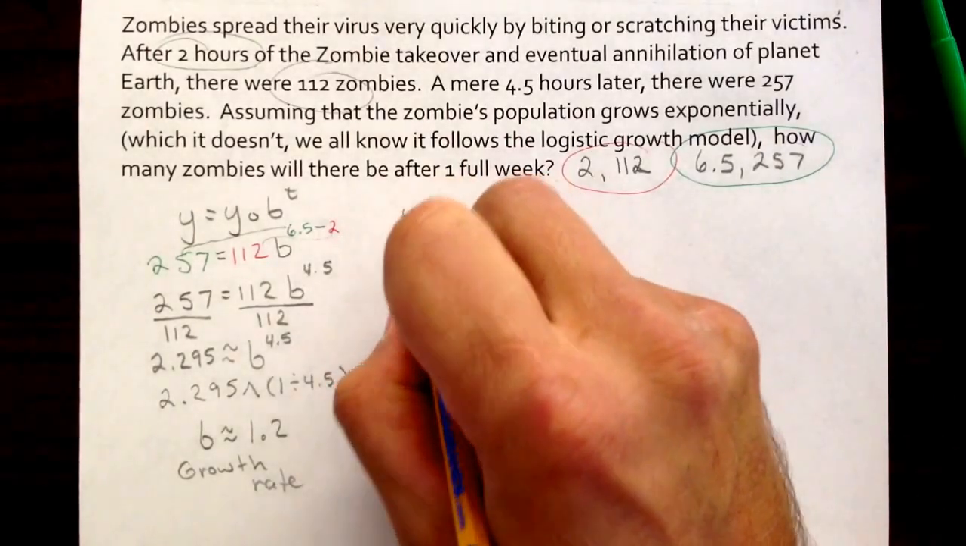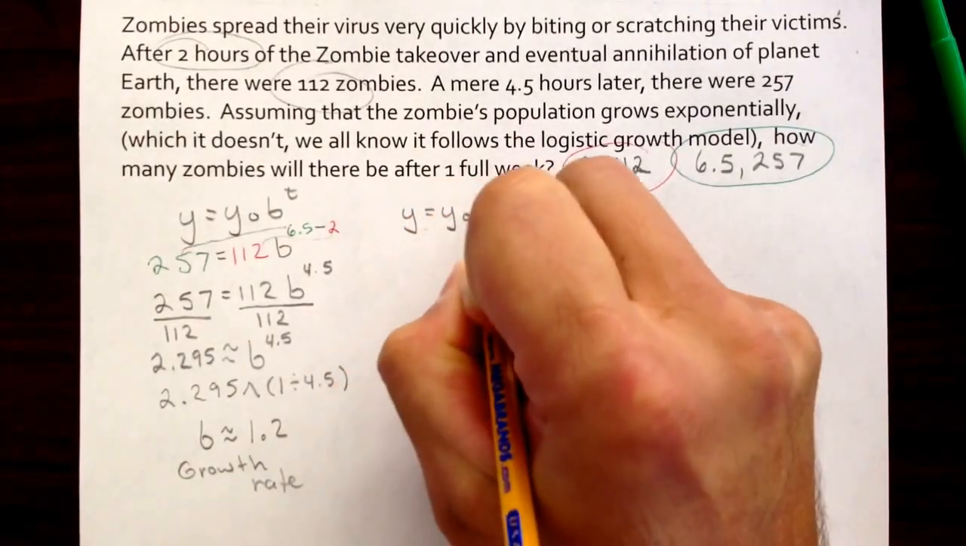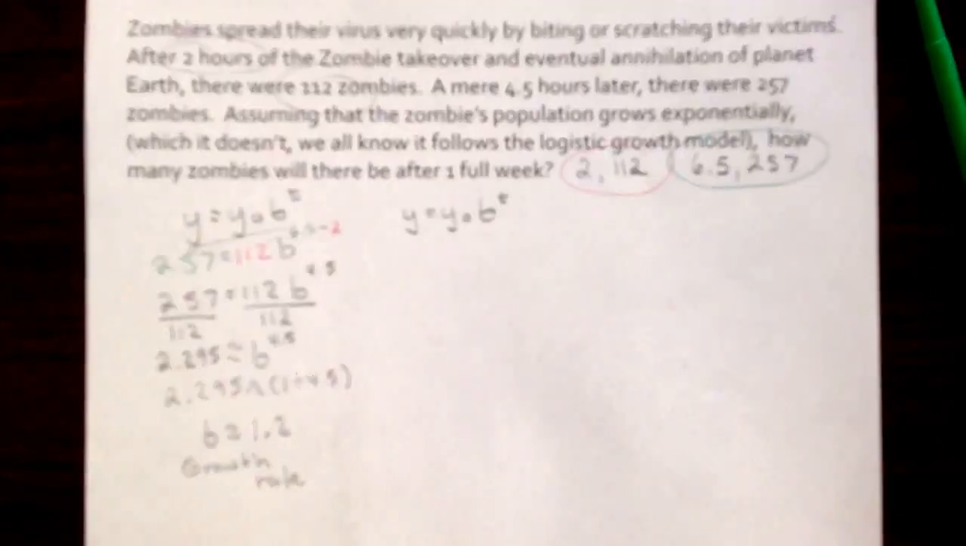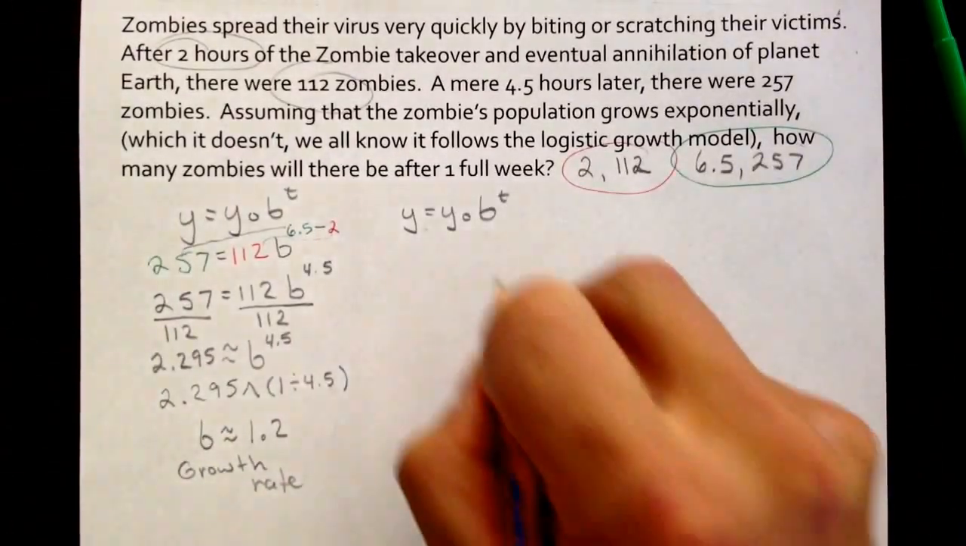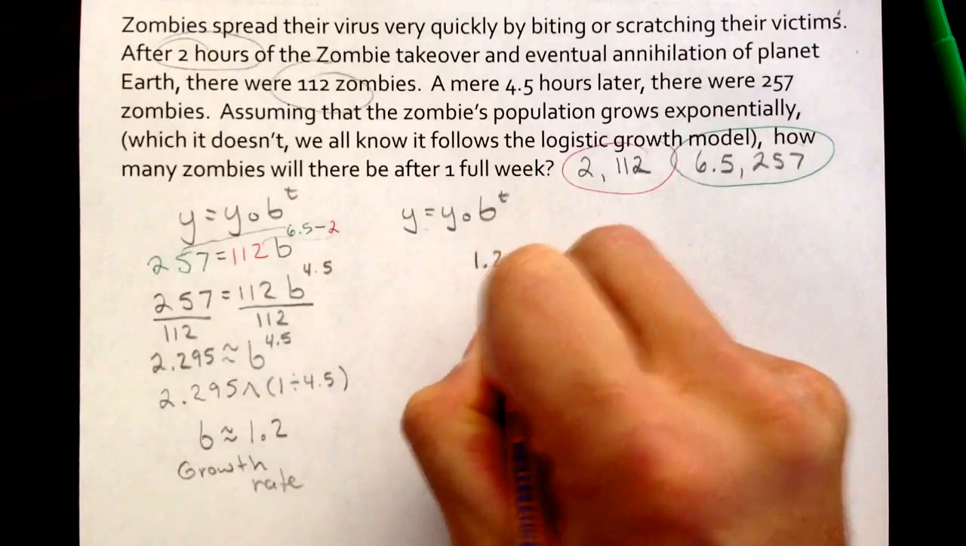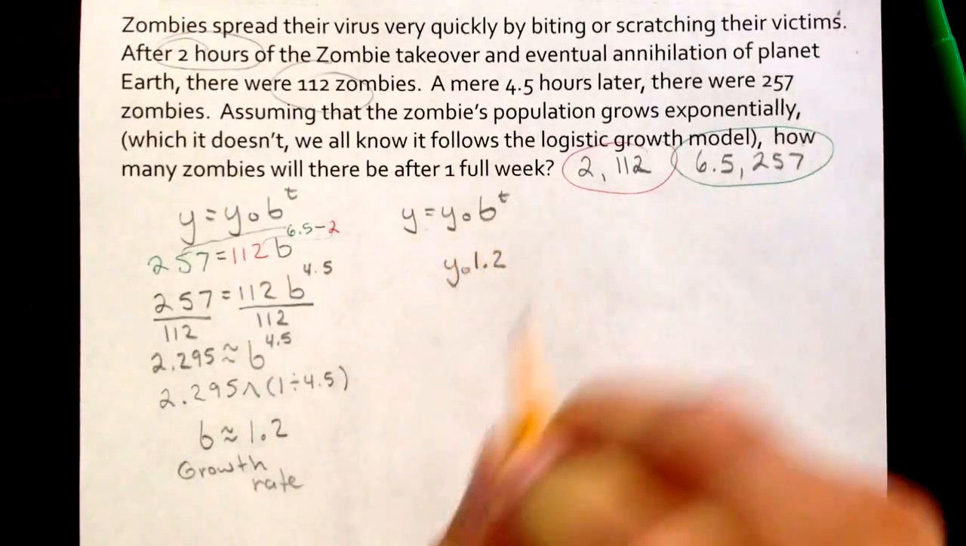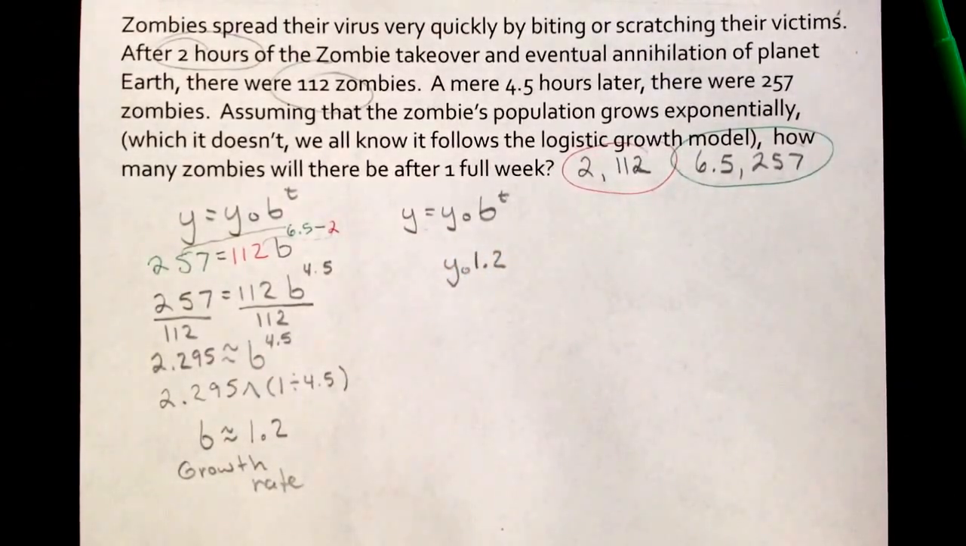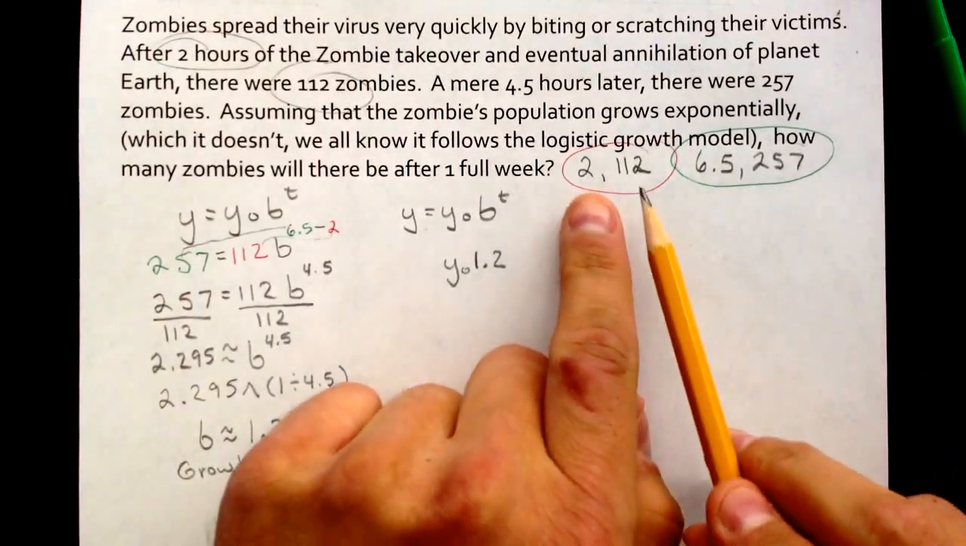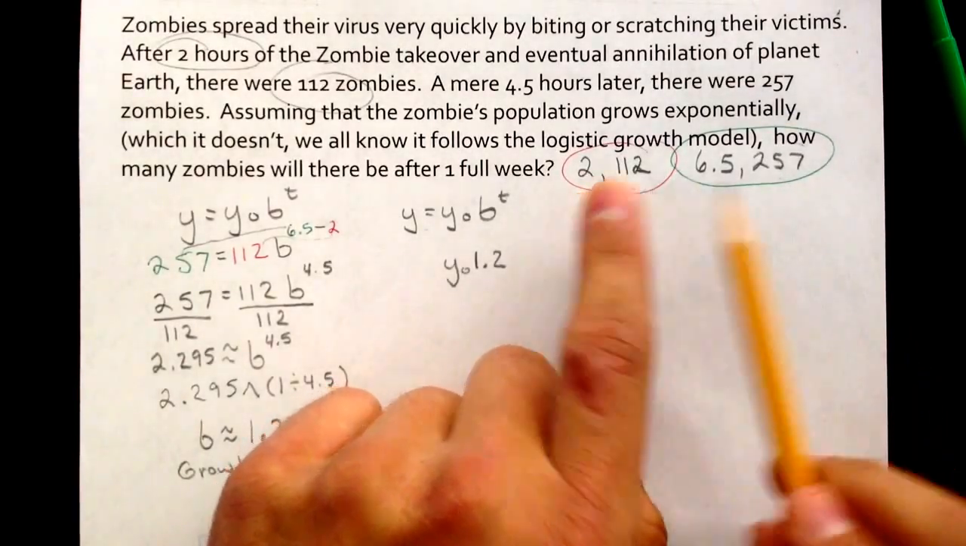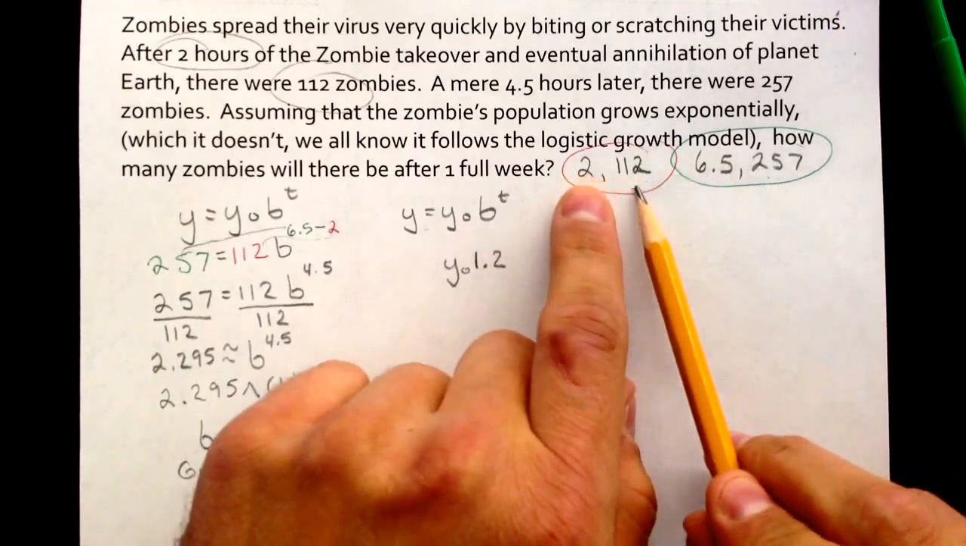So to do that, we're going to start with the equation again. And this time, we're going to substitute what we know. We know b. We just found it. So b is 1.2. We don't know y sub o, so we're going to leave that there. And now it's important to decide. You have to pick one of the 2 points. We talked about in class how it's much easier to work with lower numbers than larger numbers. So let's go with the lower numbers instead.